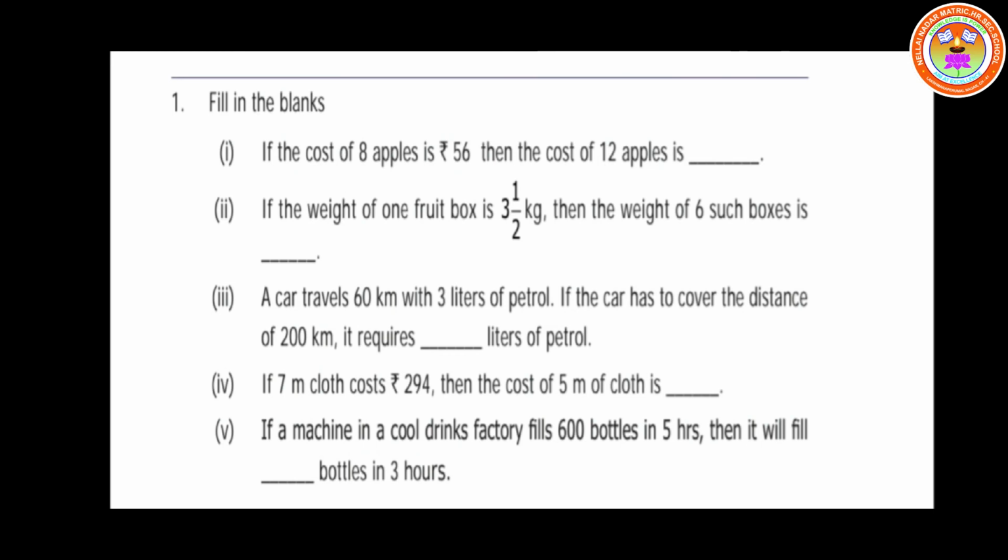Understood children? I will repeat once again. 600 bottles in 5 hours. So let us find it for 1 hour. So 600 divided by 5 is equal to 120. So in 1 hour it will fill 120 bottles. Now in the question they asked 3 hours, how many bottles. So multiply 120 into 3. So your answer will be 360. So if a machine in a cool drinks factory fills 600 bottles in 5 hours, then it will fill 360 bottles in 3 hours. Okay children.